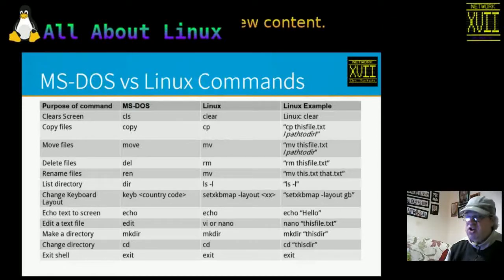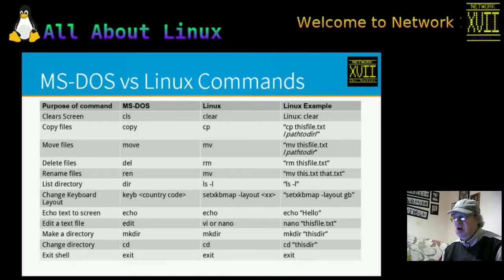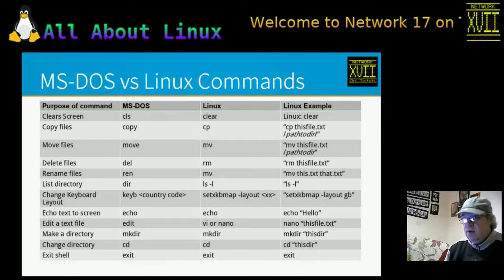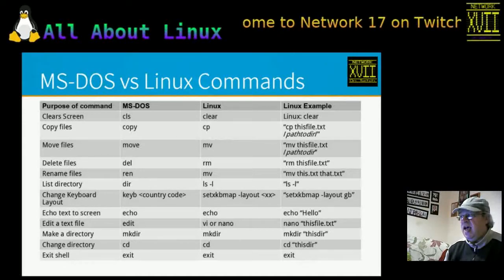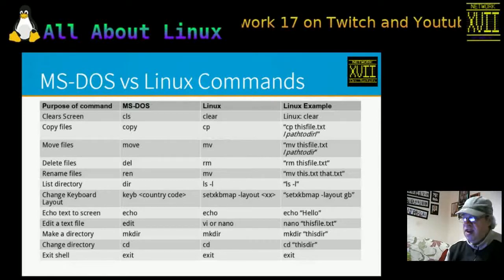Same with make directory, it's the same in both Linux and MS-DOS. Change directory is the same, and exit the shell is the same in both. Now, to edit a text file in MS-DOS, you'd use the command edit, but there is no DOS-based text editor like that. The closest we have in Linux is VI or Nano.